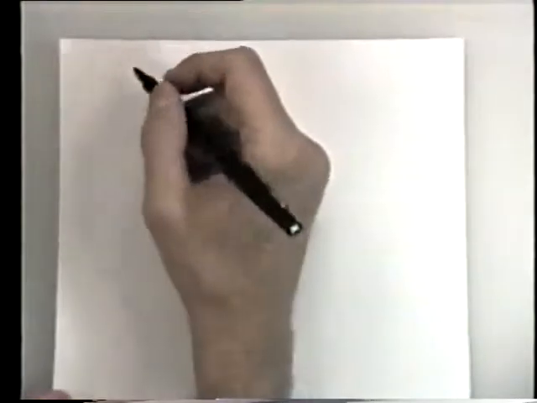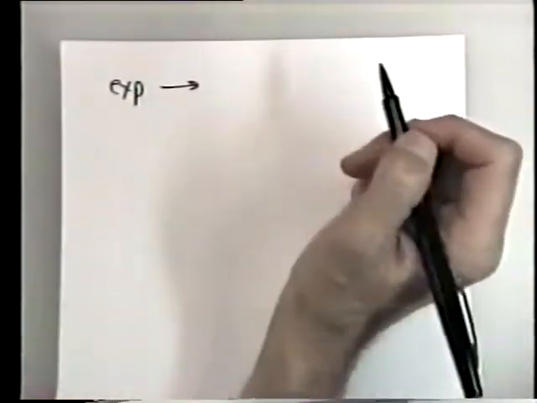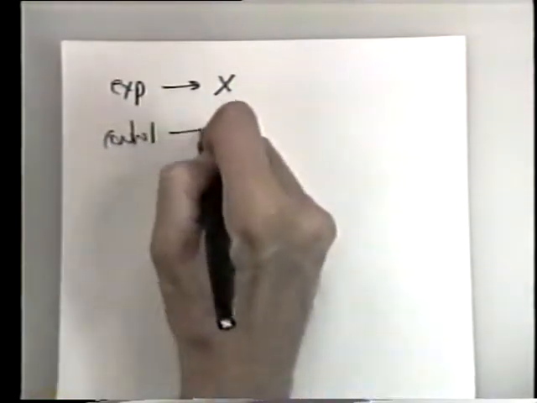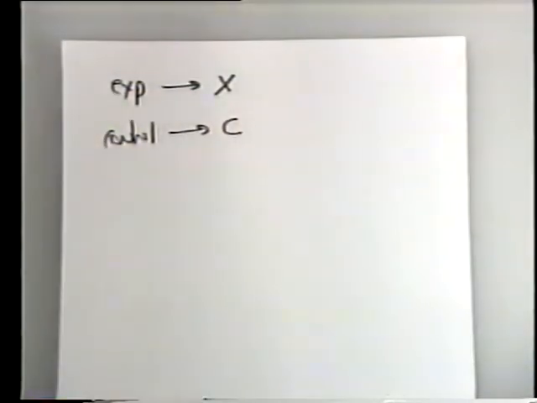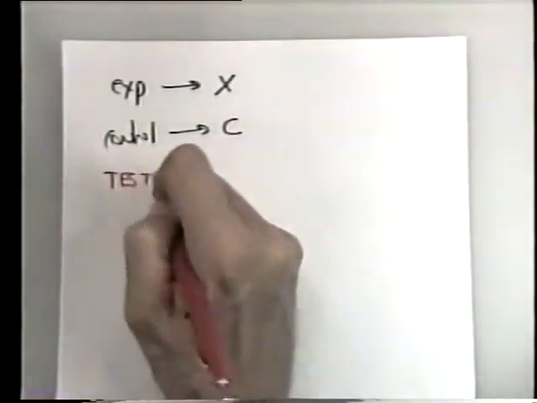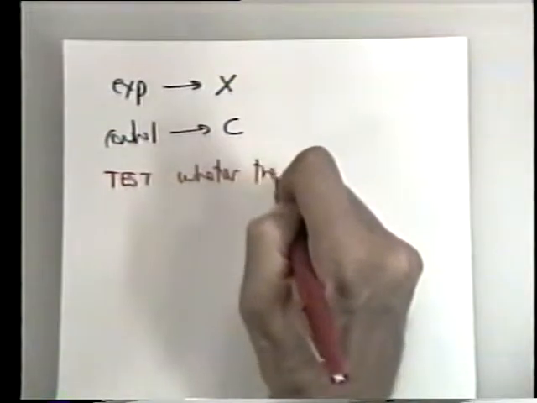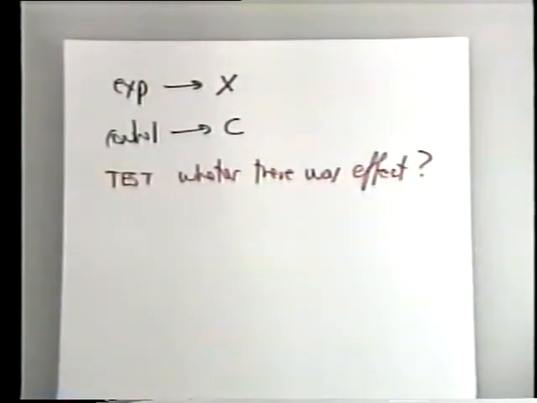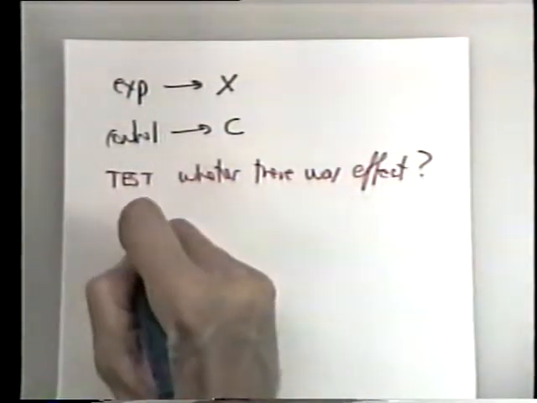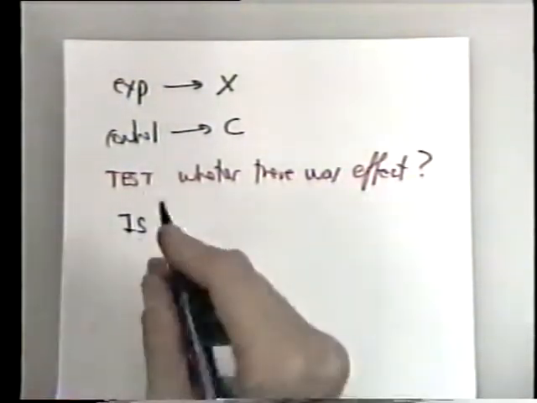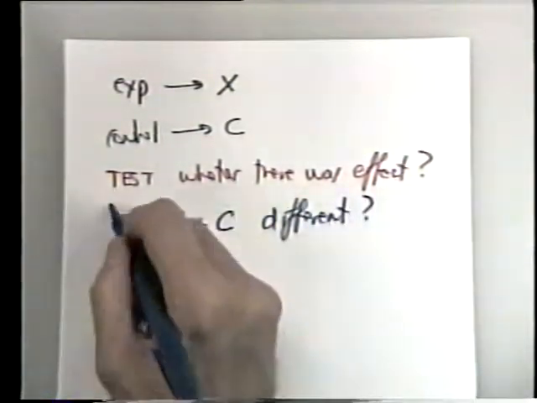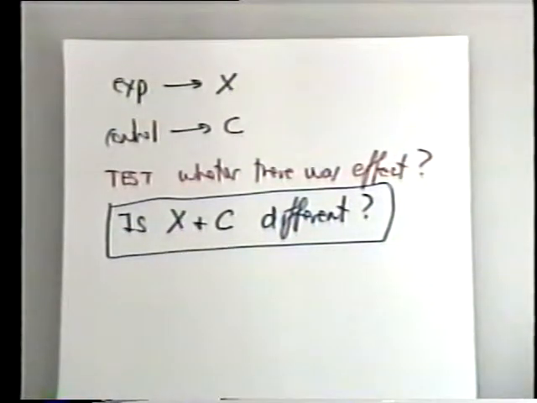Let's say we have an experiment, and we get a value out of the experiment that I call x. And let's say we want to run a control. And out of that control, we get a value that's c. So these would be numbers. What we'd really like to do is test whether there was an effect of the experimental situation. Or to say it differently, is x and c different? Where x and c are numbers.